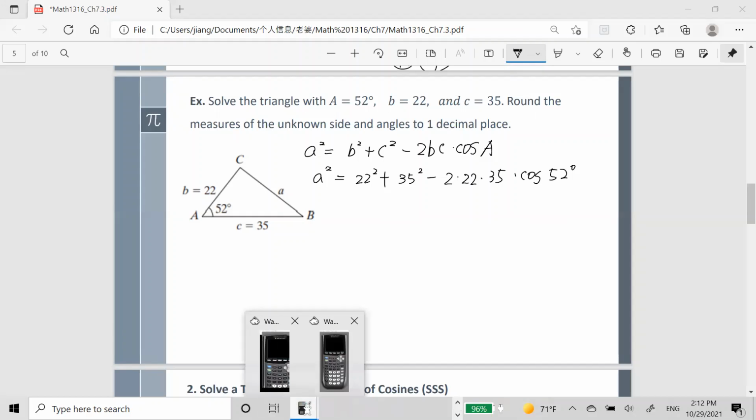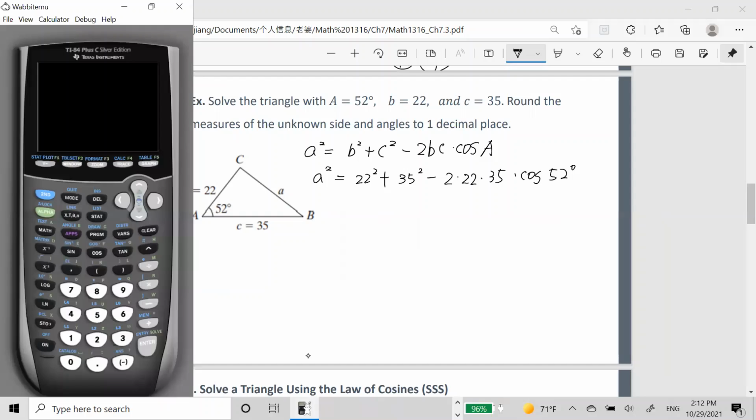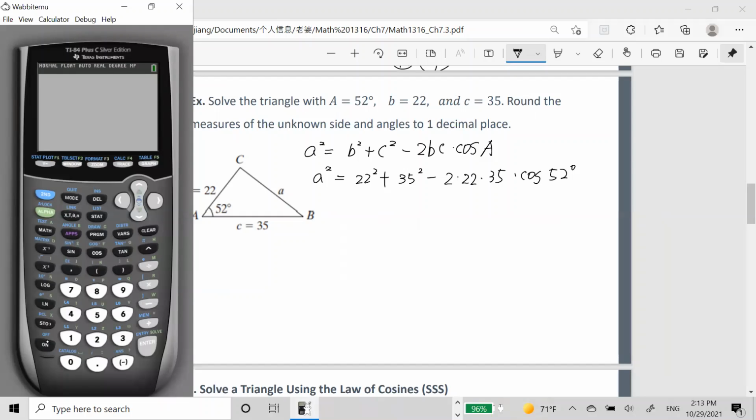So let's use the calculator to find the length of A, and make sure your mode is degree mode. Yes, we are in degree mode. If it's not, highlight the degree and hit enter, and then second mode to quit. So plug in all of this information: 22 squared. Here is squared.